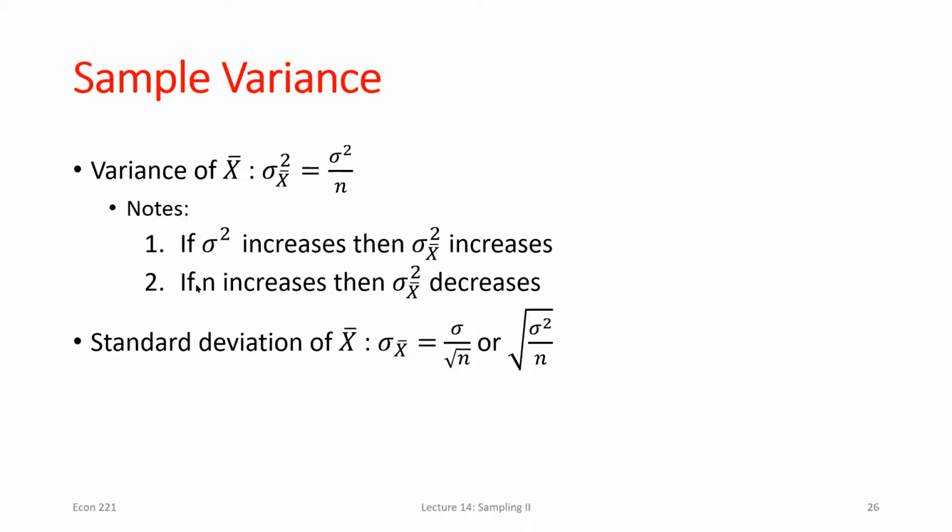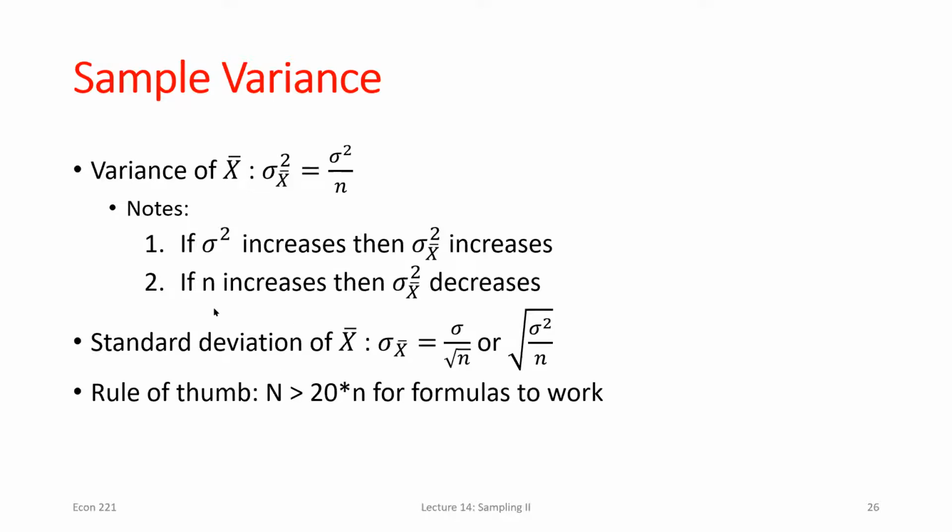But then as I take higher sample sizes, so if n goes up here, if my denominator gets larger, what happens to the entire fraction? Well, if the denominator goes up, then this goes down. So higher sample sizes actually decrease my sample variance. I'll go over this a little bit more in just a second.